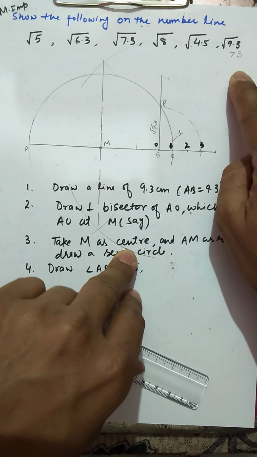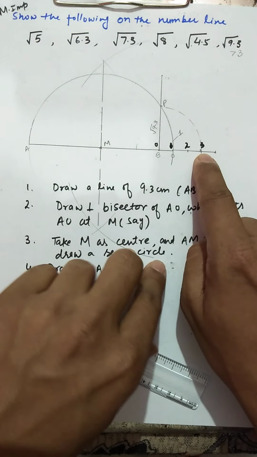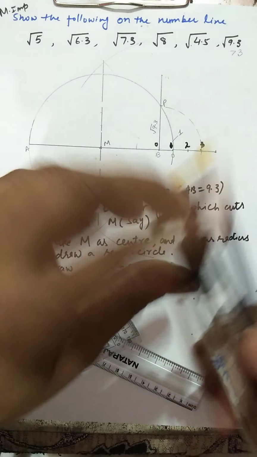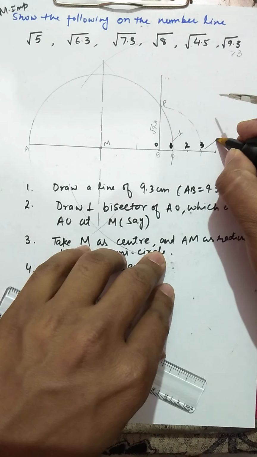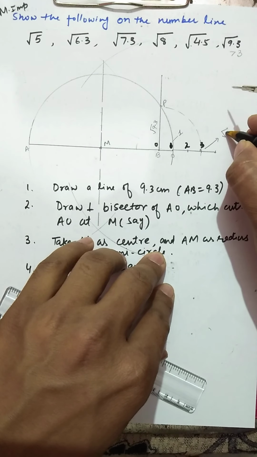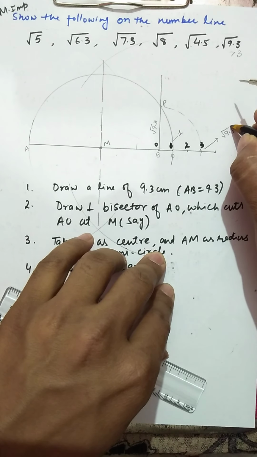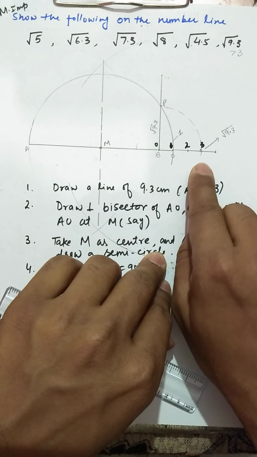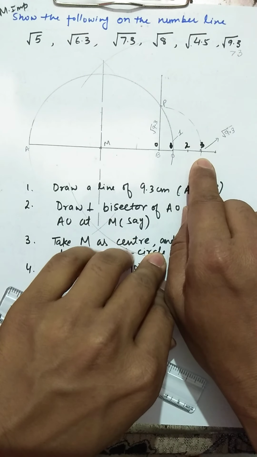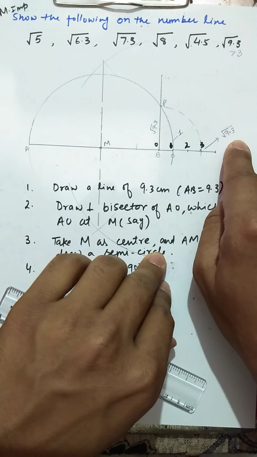So it means our answer is right, and that number which you can see here is actually your 9.3. The approximate value will be 3.1 something like this. So now this way you have got the solution.